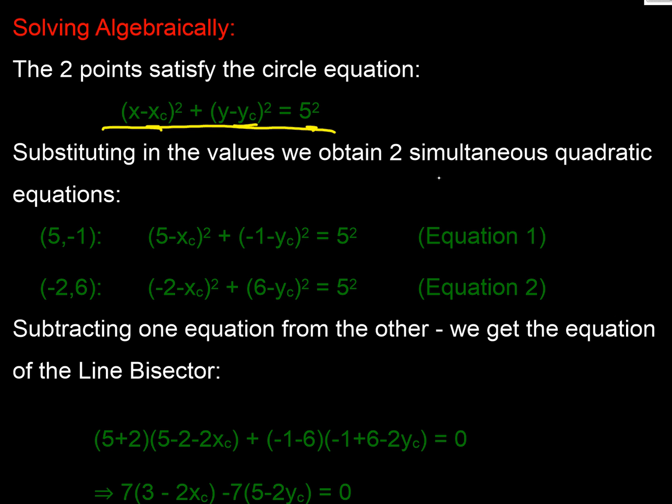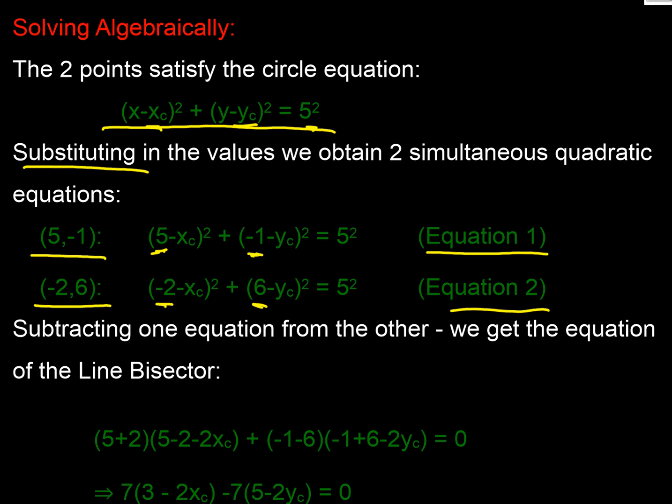What we do know though is that each of these points satisfies the equation. Therefore we can substitute those values into the general equation above, and we've now got effectively two simultaneous quadratics. Okay, so here I've put in 5 and -1 for this point, and here I've got -2 and 6 for my x and y's there. So I've got two equations now.